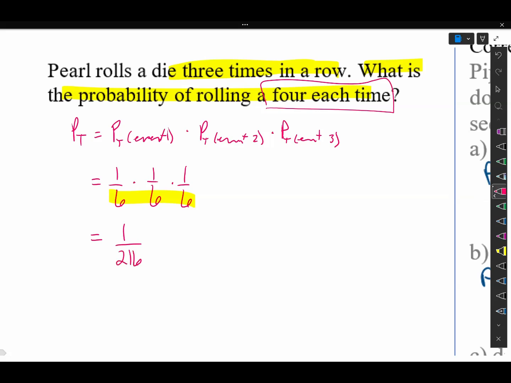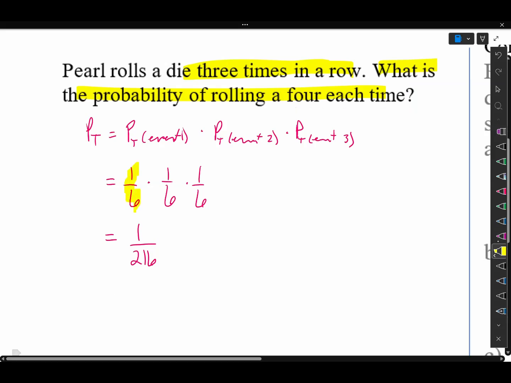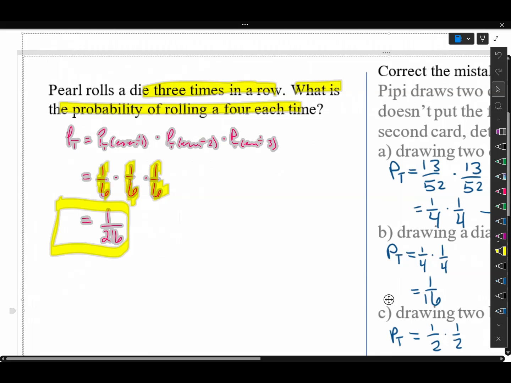So we're working right here. That tells us that the theoretical probability of rolling a 4 each individual time is 1 out of 6, but rolling a 4 3 times in a row, we're working with 1 out of 216, which is quite rare, which makes sense. 4 times in a row, we're not expecting that to be likely.